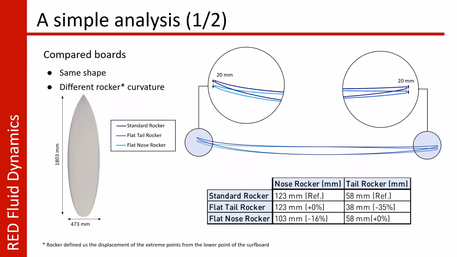To better understand the potential of the model, here we have a very simple example. We have three different designs characterized by the same outline, but by a different rocker. The rocker is the displacement of the extreme parts of the shape from the lowest one. And so we have the neutral shape, that is the standard rocker one, and then the flat tail rocker and the flat nose rocker, characterized by a lower tail rocker and a lower nose rocker. The boards are placed in the so-called cruise setup, so the boards are traveling straight in the water.